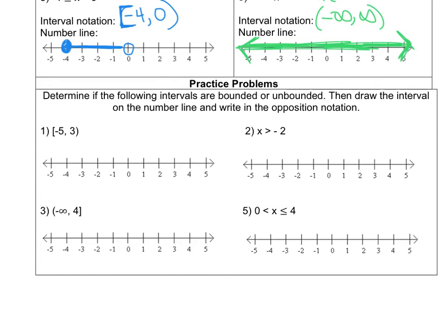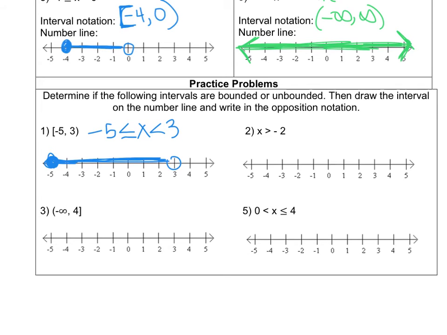So negative 5 is bracketed, so that would be a closed circle. Positive 3 is a parenthesis, so that would have to be an open circle. And then I would shade everything between it. So now let's write this as an inequality. So I'm starting off at negative 5, and it has to be less than or equal to, because of the bracket, x, and then x would be less than or equal to positive 3. Whoops, not equal to. See, I messed up. Just less than positive 3, because it's an open circle.